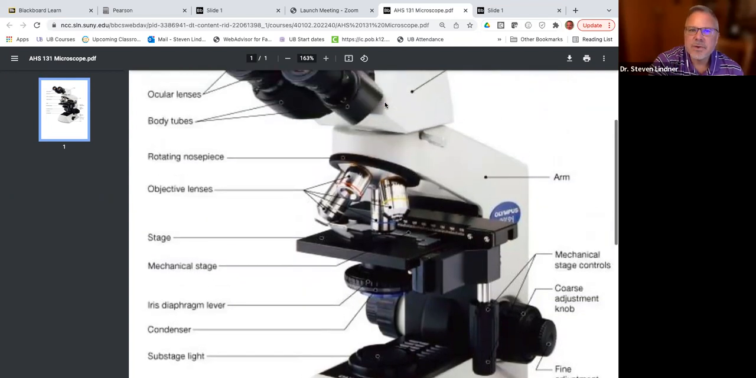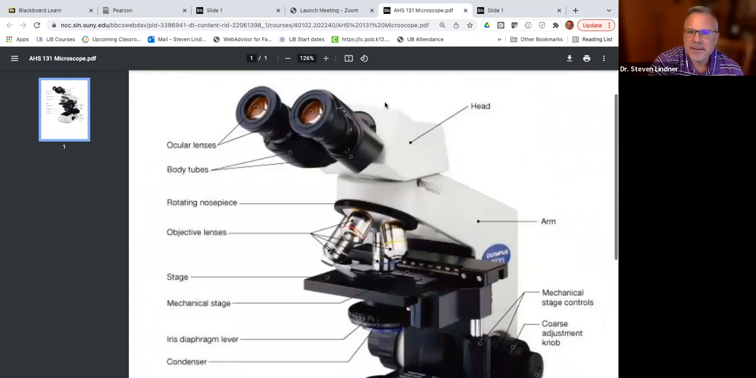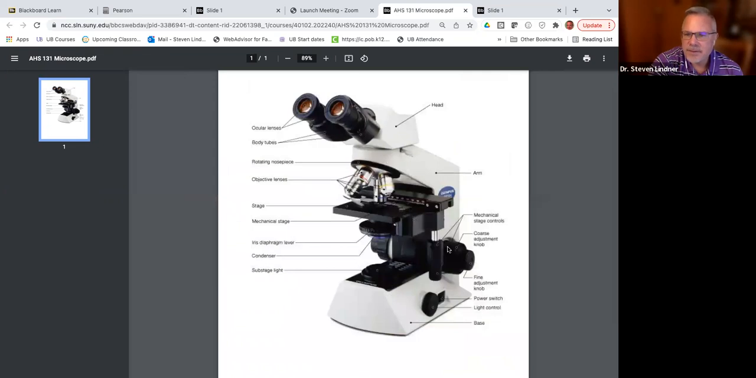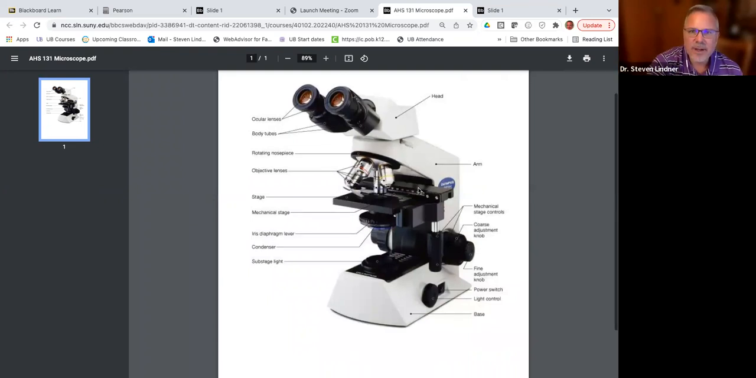Okay, so those are the main parts of a microscope. It should be an easy 2 questions that you get. Okay, you shouldn't miss any of these because it really is a quick labeling of it.